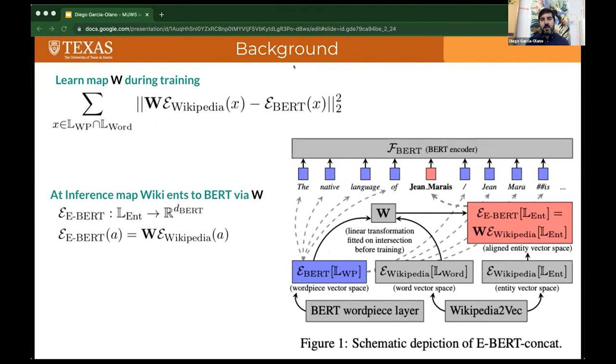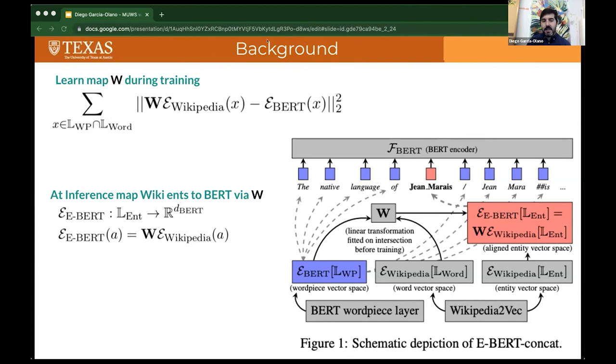As this mapping W can be applied to entities, since Wikipedia2Vec embeds both individual words and entities into the same space. So at inference time, given an input string that has an entity A in it, the authors simply use W to construct an eBERT entity embedding for that entity A.